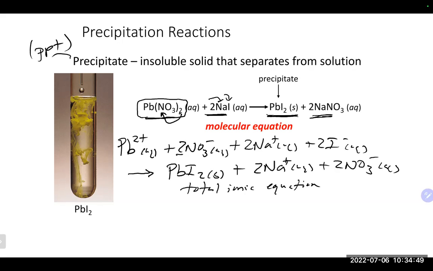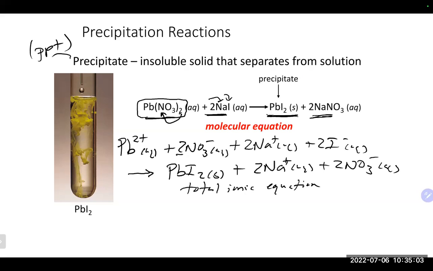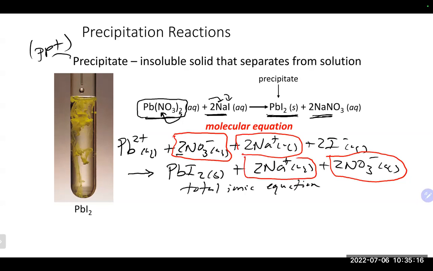When we have a total ionic equation, you should always be able to look on the left-hand side of the arrow and the right-hand side of the arrow and find ions that look exactly the same. In this particular case, we will see a couple of nitrates on each side, and a couple of sodiums on each side. These ions that are the same on both sides of the equation are what are referred to as spectator ions.